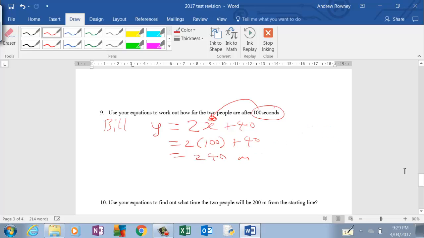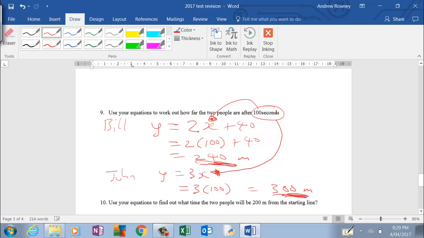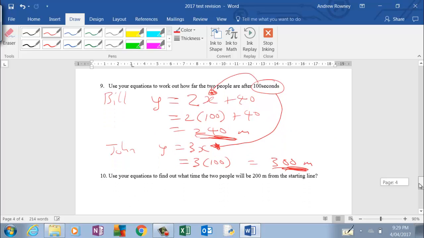So after 100 seconds, Bill's 240 meters from the start line, whereas John, he is y equals 3x. We put the 100 seconds into the x here, 3 times 100, and so he's equal to 300 meters. So John's 300 meters and Bill's 240 meters after 100 seconds.